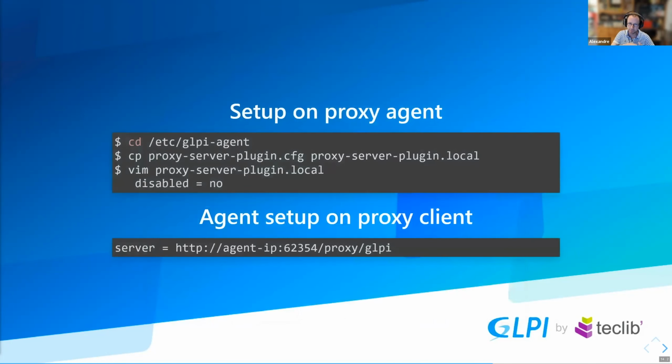You can do this very easily on your proxy agent. You enable the feature, and on each final agent, on each client, you set up the server not as the GLPI server but as the IP of the trusted agent with the correct URL.